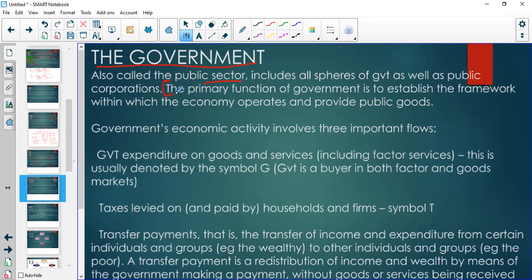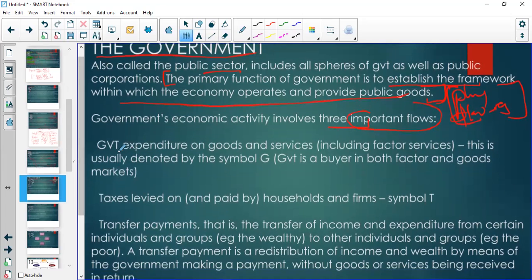So the primary function of government is very clear. They want to establish the framework within which the economy operates and provides goods and services. So they provide a framework. This framework might include physical infrastructure and laws and regulations, also values and so forth. All right, so when the government is involved, it will be involved in three important flows in the economy.